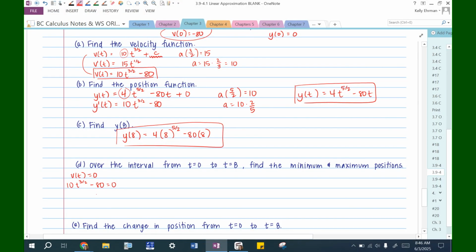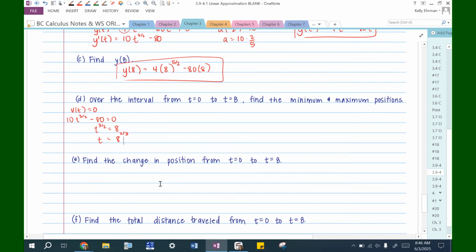So let's add 80 and then divide by 10. And then to get rid of the 3 halves, we raise both sides to the reciprocal power, 2/3. So the time is equal to the cube root of 8, which is 2. 2 squared is 4. Okay, and then we put 4 on our little velocity graph here to test out signs.